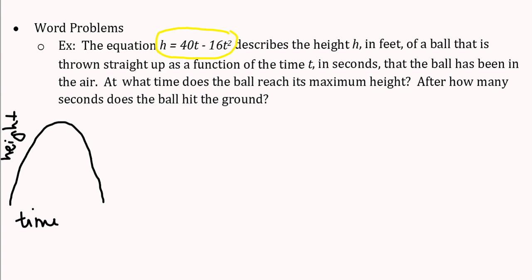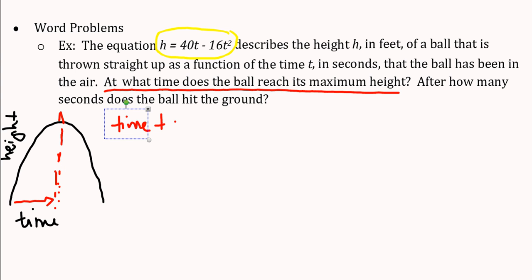And I'm asking about two different things. The first says, at what time does the ball reach its maximum height? So I want to know how long in time I have to go until we get to that maximum height. This is that first question. What you should be noticing is that this is going right through my axis of symmetry, of course. So if I want to find the time to max height, I can find the axis of symmetry.